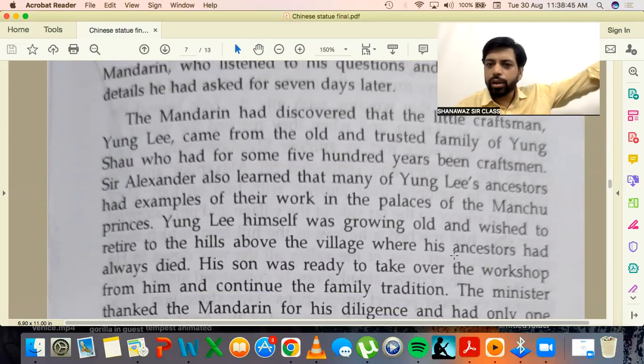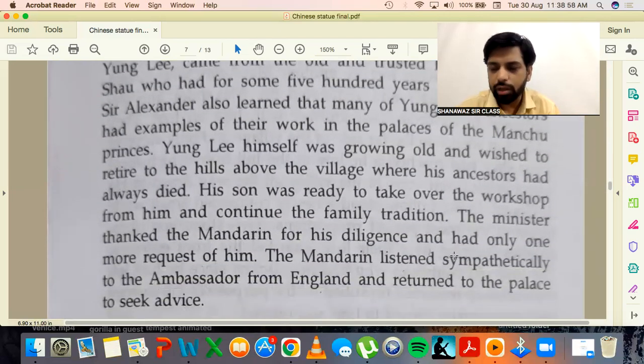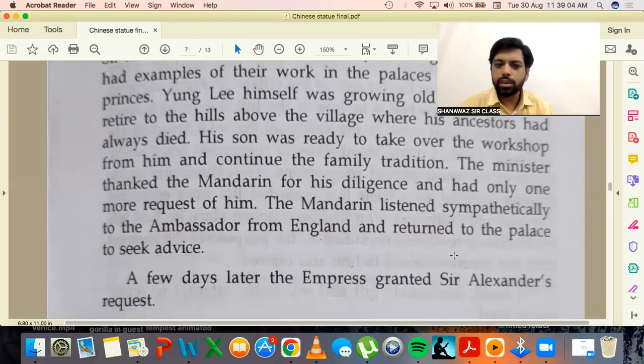There were many more houses there which belonged to artist people. So young Lee also wanted to get a house there, but he did not have the money. So his son will look after the workshop, and he has decided that he will go and spend the rest of his life on the top of the mountain. So all this was learned from the translator.